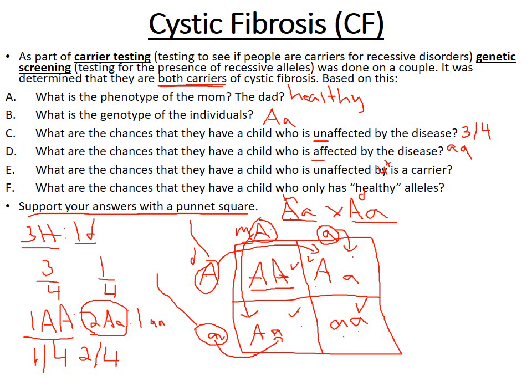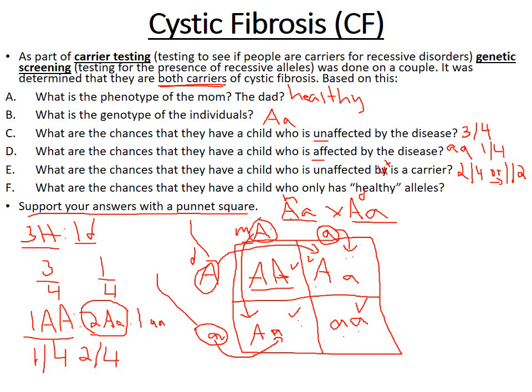Chance of having a child who is unaffected but is a carrier? Well, we have big A, little a, so that's going to be 2 out of 4 chances, or 1/2. And here, sorry, I didn't put the chance down. The chance is 1/4 for the disease. So always reduce your fraction when you can.